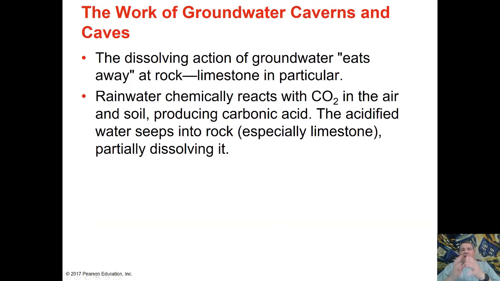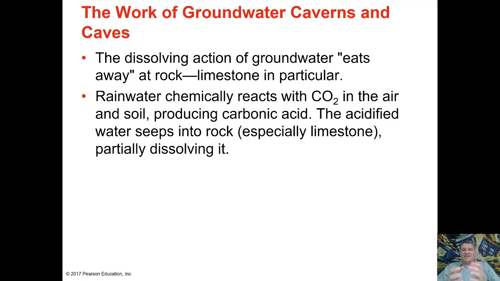Okay, so as water flows through the groundwater system, it can actually dissolve certain minerals, certain types of rock. Okay, particularly limestone. Okay, so as rainwater falls through the air, it naturally absorbs some carbon dioxide out of the air. This turns the rainwater slightly acidic. Okay, it's producing carbonic acid.